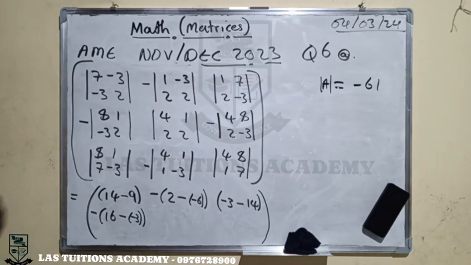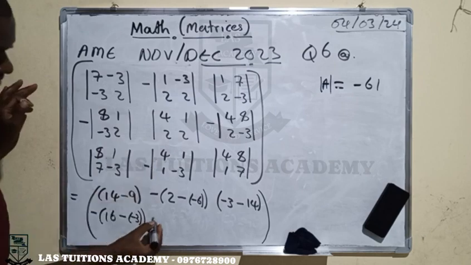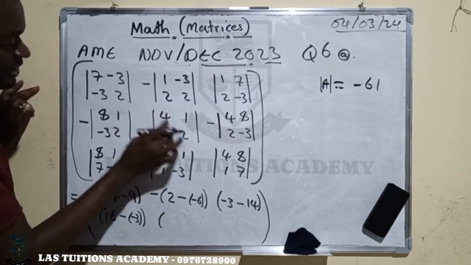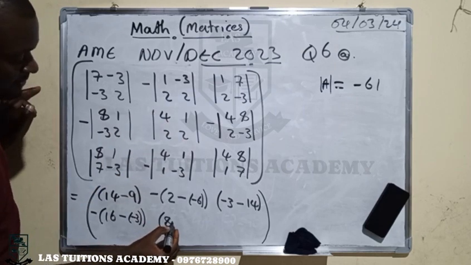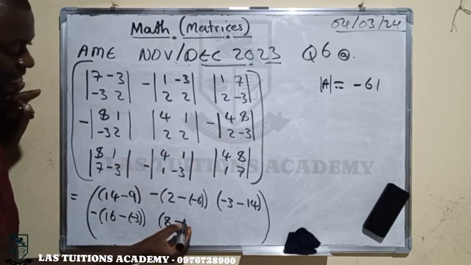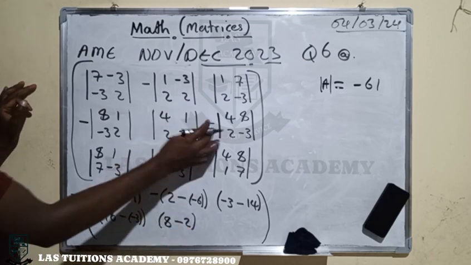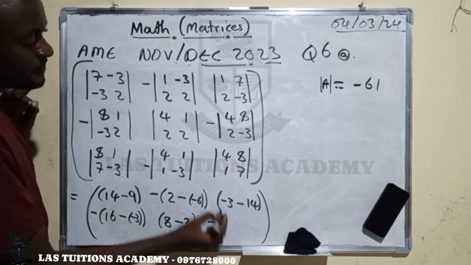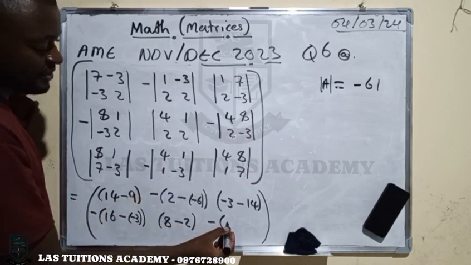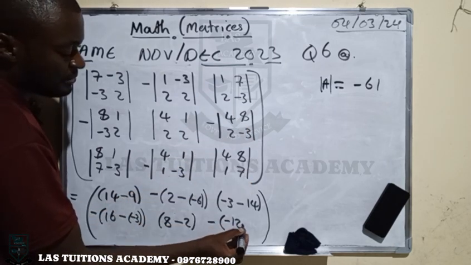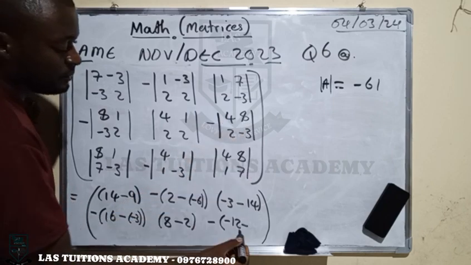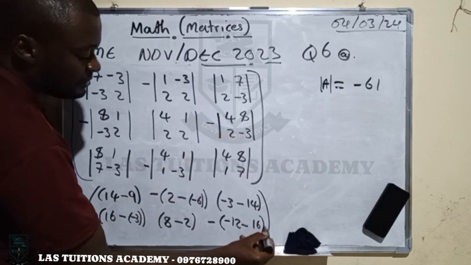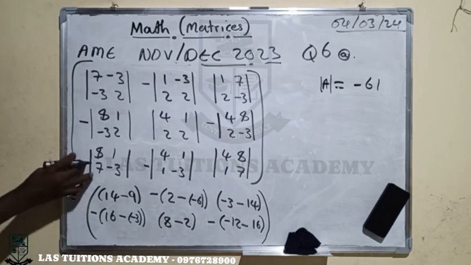And then we go to the middle part, which is going to be 4 times 2, that is 8, minus 2 times 1, that is 2. We got finally to the last part there, we are saying 4 times negative 3, that would be negative 12, minus 8 times 2, that would be 16. We close, and we come to the final one here.